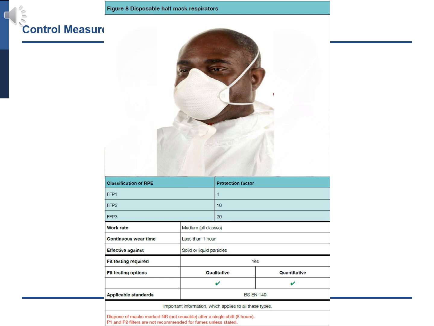Effectiveness, effective against solid or liquid particles. Fit testing, can be done qualitatively or quantitatively. Standards, complies with BS EN 149. Important note, masks marked NR, not reusable, should be used for a single shift only. P1 and P2 filters are not recommended for fumes unless specified.